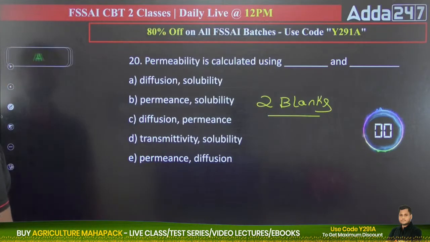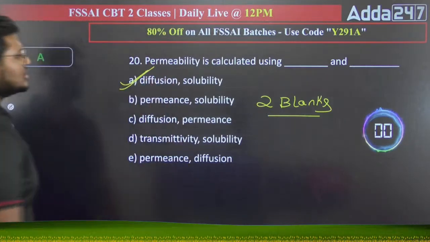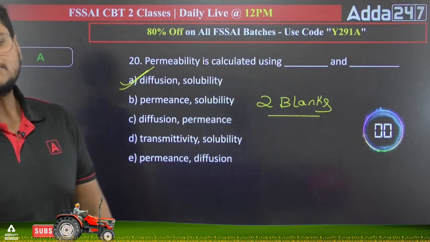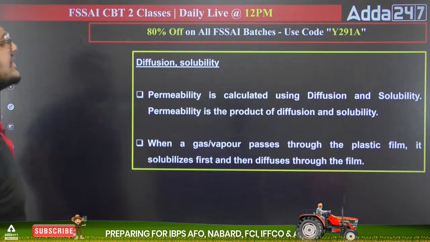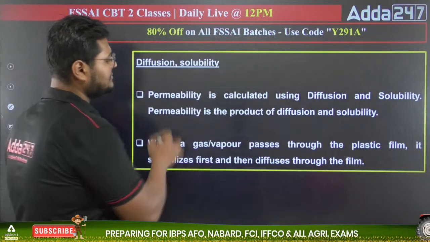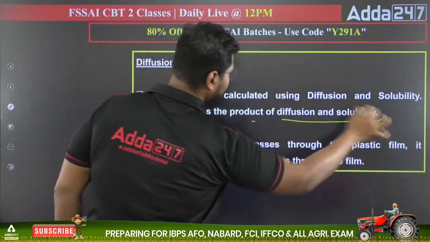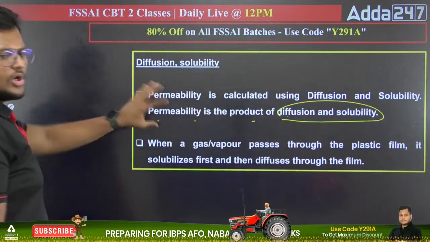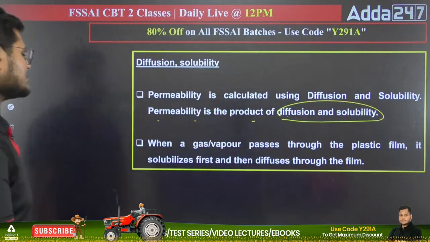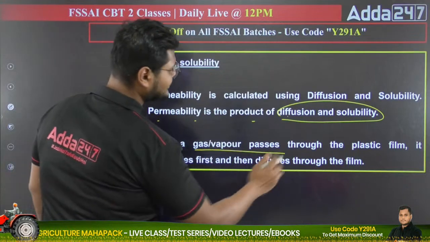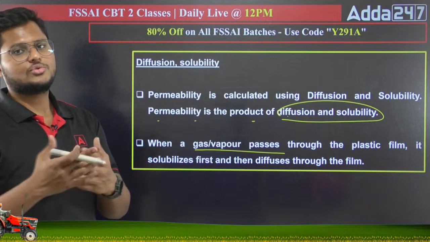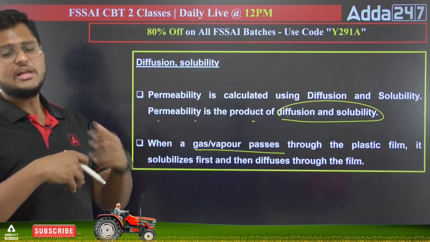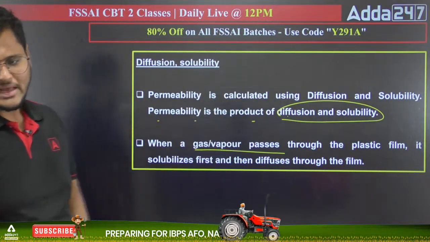Permeability is calculated using diffusion and solubility, the rate of diffusion as well as the rate of solubility. Next, permeability is the product of diffusion and solubility. So these are two ways in which the question can be asked. When a gas or vapor passes through the plastic film, it solubilizes first and then diffuses through the film. First it is soluble, then it diffuses through the plastic film.